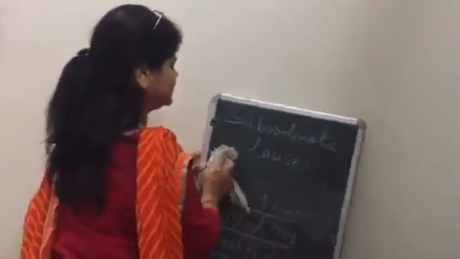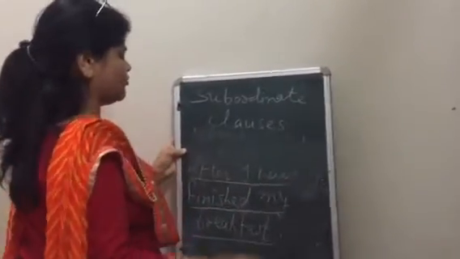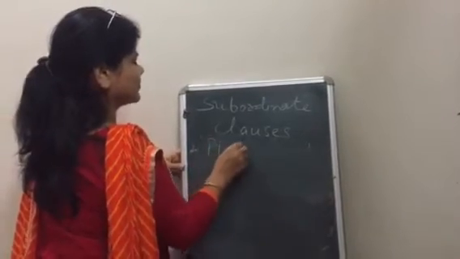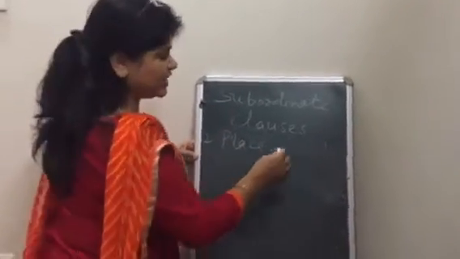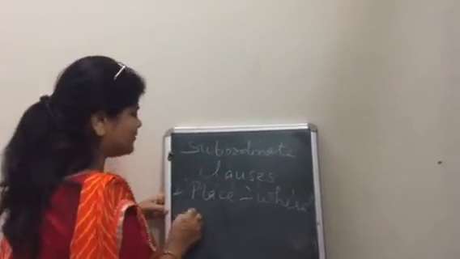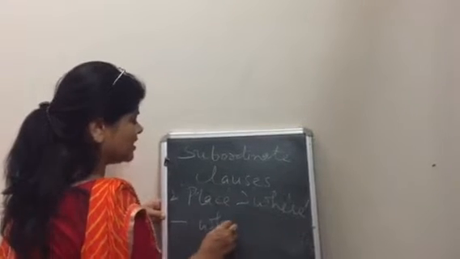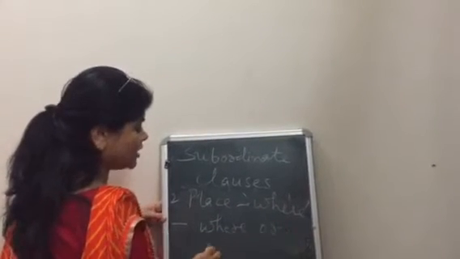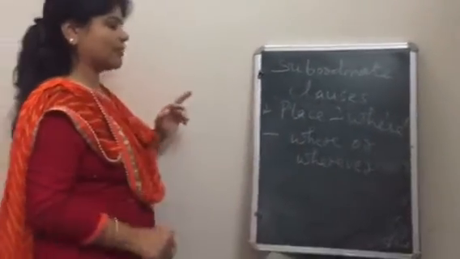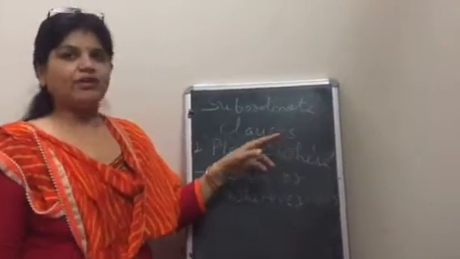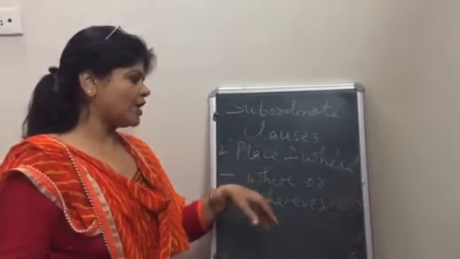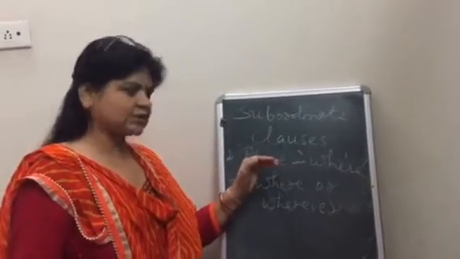Second is adverbial clause of place. It answers the question where, and the adverbial connectors are where or wherever. Adverbial clause of place answers the question where, and the adverbial connectors are where or wherever. Seeing these connectors, you can identify this clause very easily.